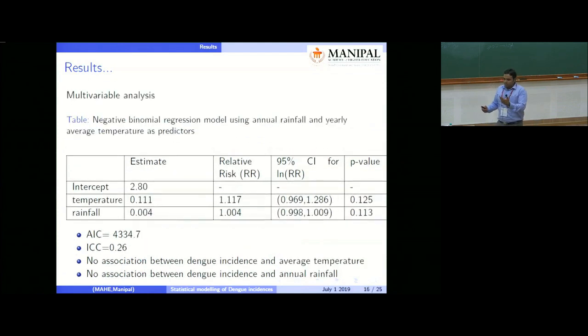So this is a multivariable analysis, or what we call multiple regression. Here both of the predictors have been included in the same model to get the adjusted estimates. Here also you can see that both of the predictors are not significantly associated with the dependent variable. And here also the estimate of random effect is showing that there is high clustering.